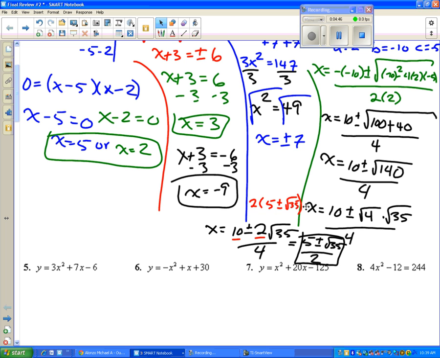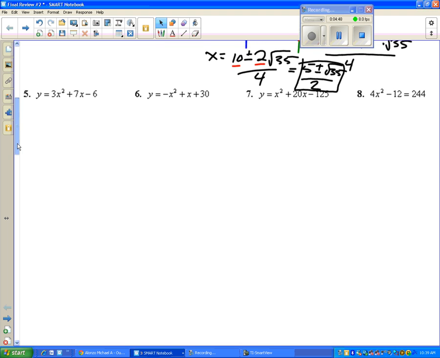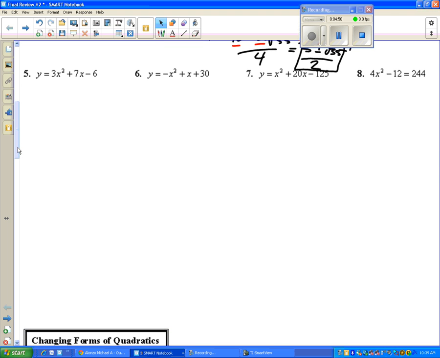All right, let's try the next one. It's number 5. Well, how do we solve these? 3x squared plus 7x minus 6. Again, the first thing I want to try is the California method. What multiplies to be negative 18 and adds to be 7? I'm going to come up with a 9 and a 2.